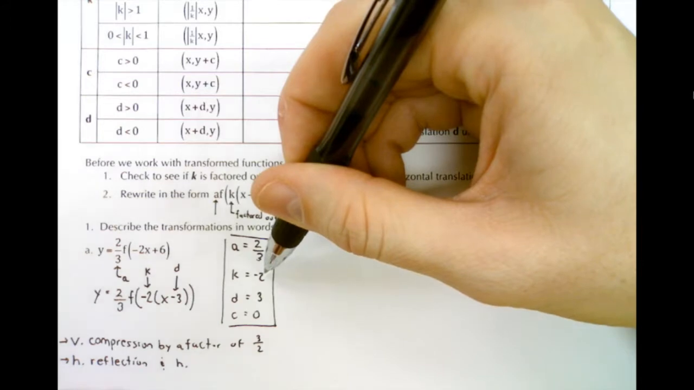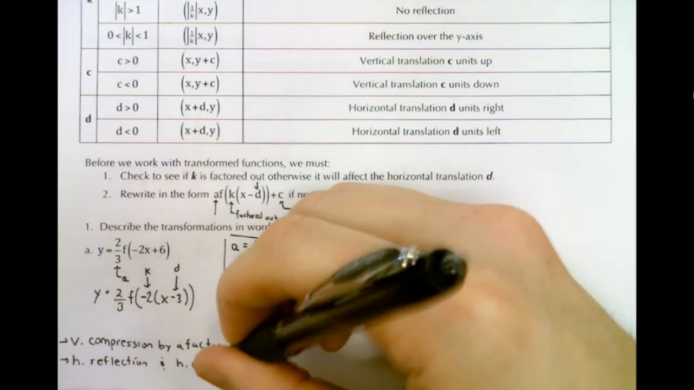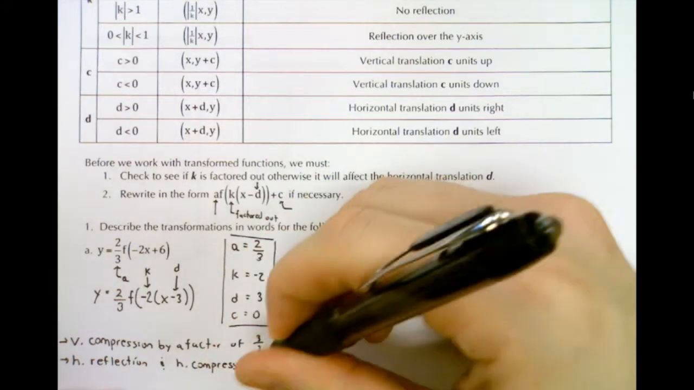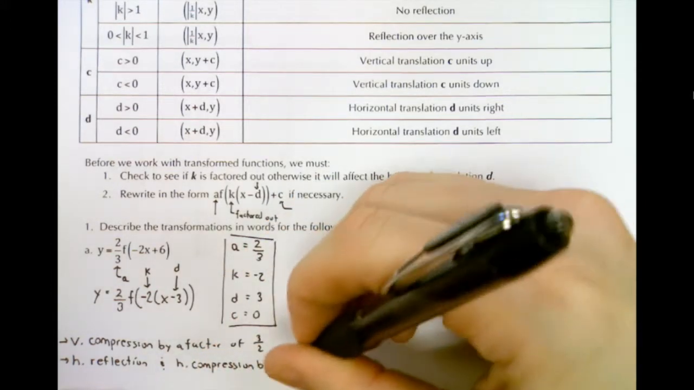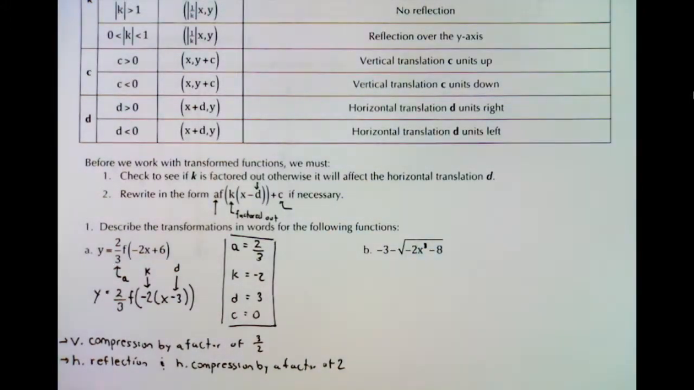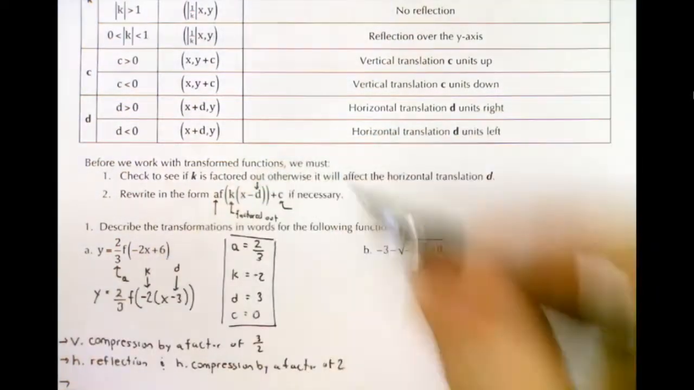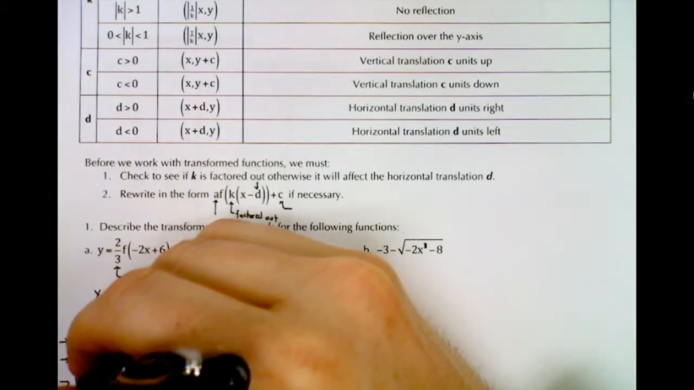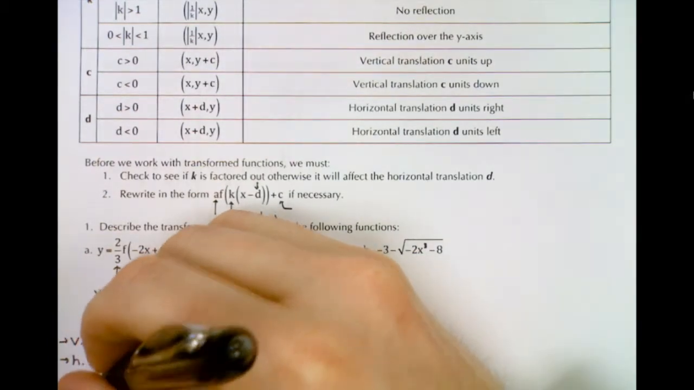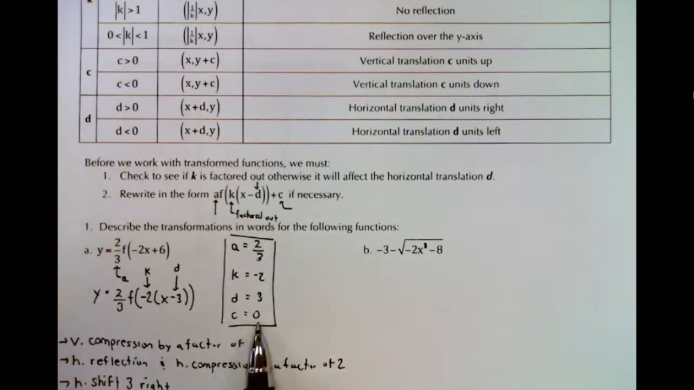And since K is bigger than 1, that's a horizontal compression by a factor of 2. D is 3. D is your shift left, right. So it's a horizontal shift, 3 right. And C is 0, so there's no vertical shift. So there's our 4 transformations.